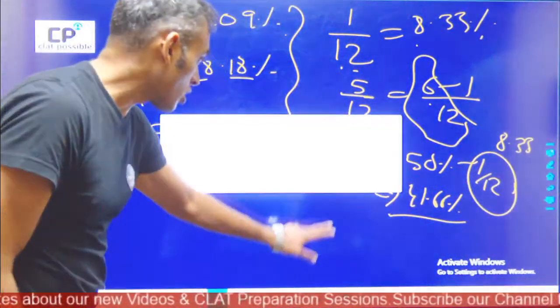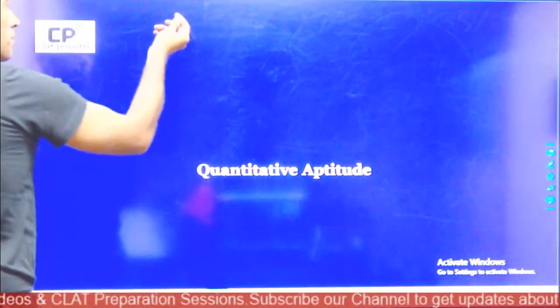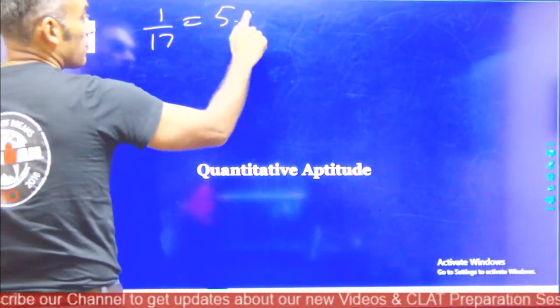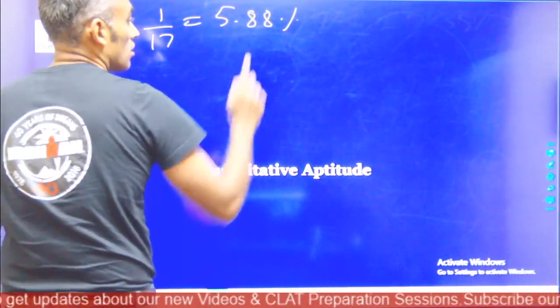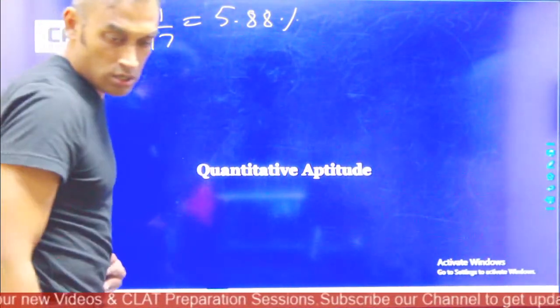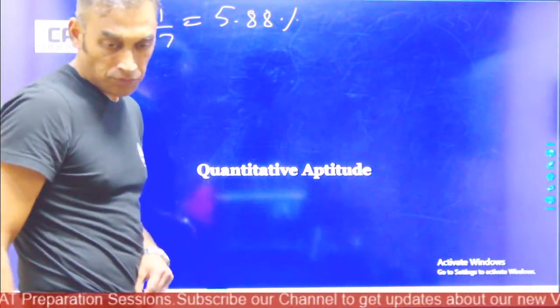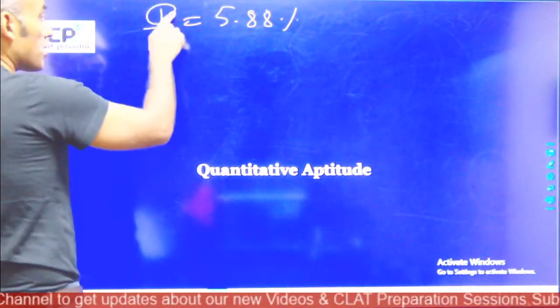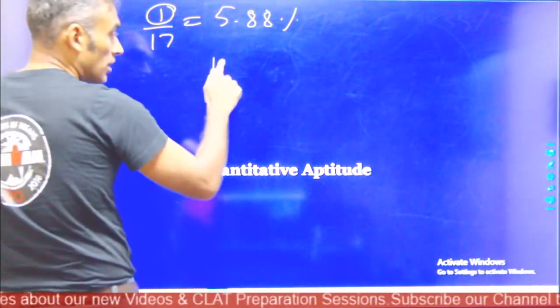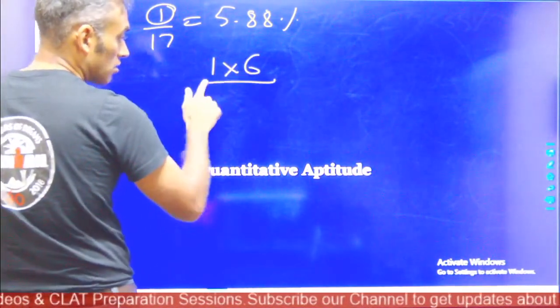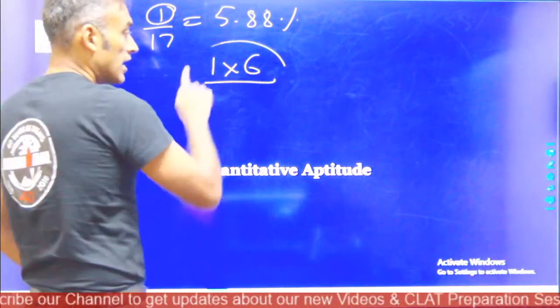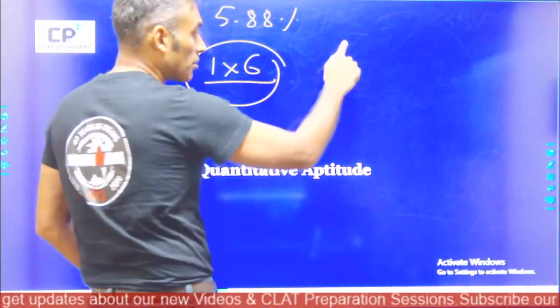I'll give you one more shortcut for a number like 1 by 17, for instance. 1 by 17 is 5.88%. So for 1 by 17, this is my numerator. We multiply the numerator by 6 here, so 1 into 6. And double this. What does the double become? 12.